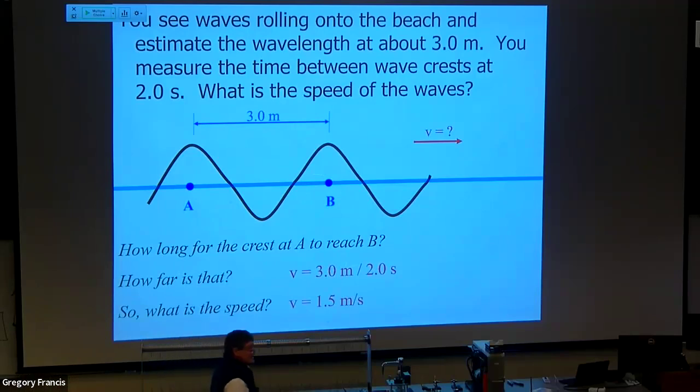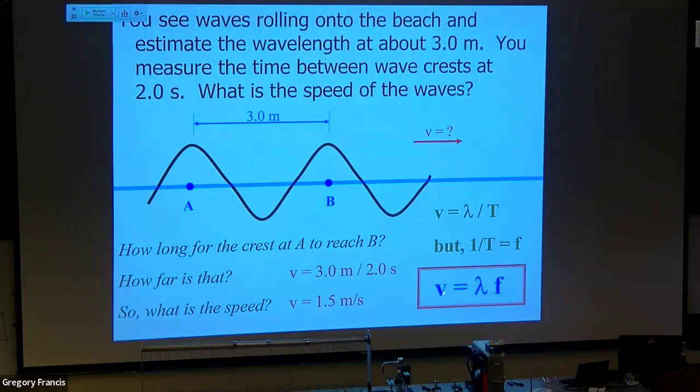What I did is I just divided the wavelength by the period. Do not write that down, because that's not the form of the wave equation that we use. We know that the frequency of the wave is just 1 over the period. So I can write this as the speed of the wave is just the wavelength, crest to crest, times the frequency, how many times per second we have a crest.